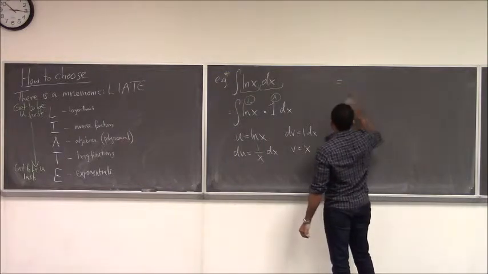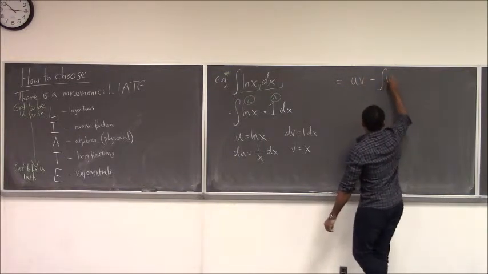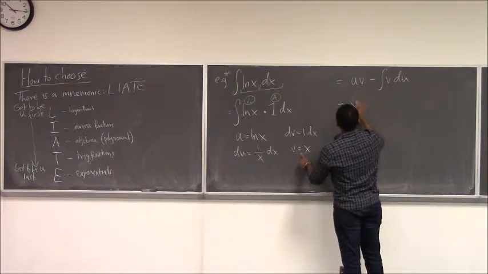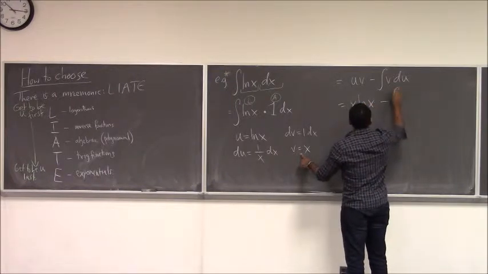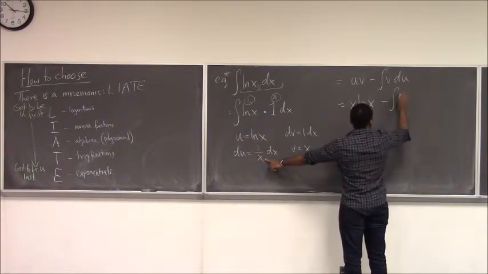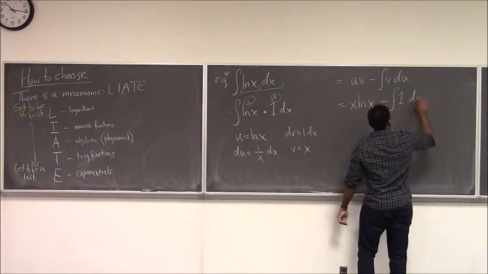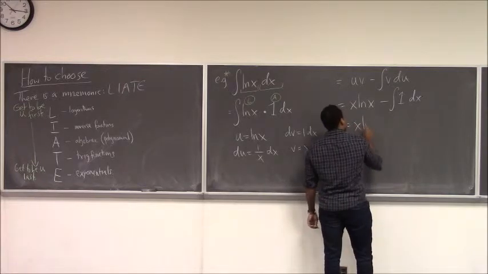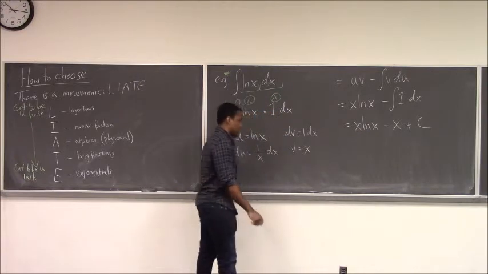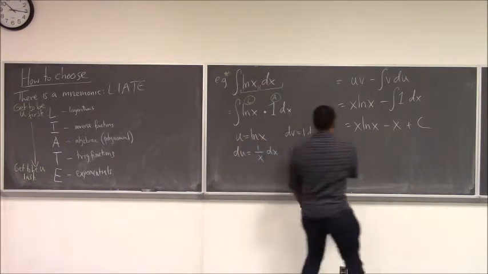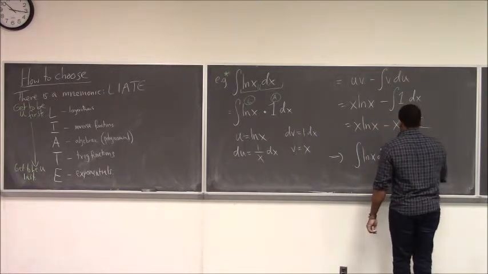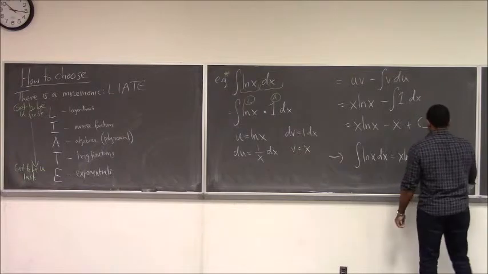And so now I'm going to plug into the formula. I want u times v minus the integral of v du. U times v gives me x ln x, minus the integral of v times du. Well, that's just 1. We know how to integrate 1. So that's going to be your integral. In other words, the integral of ln x is x ln x minus x.